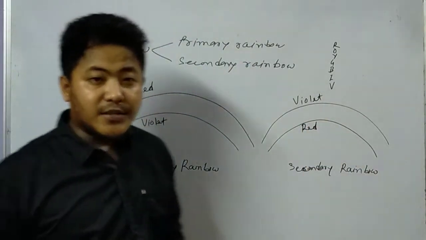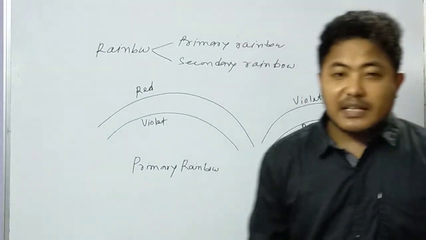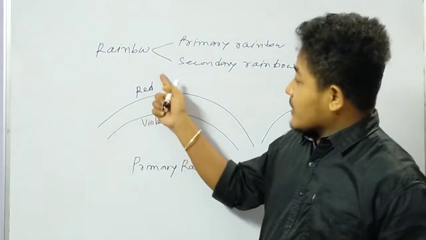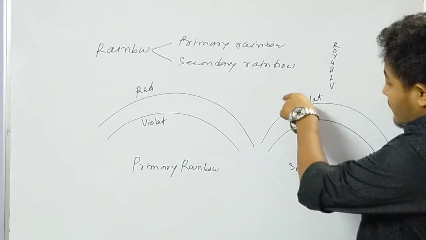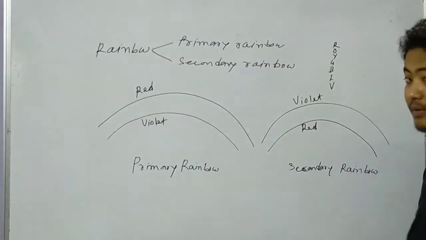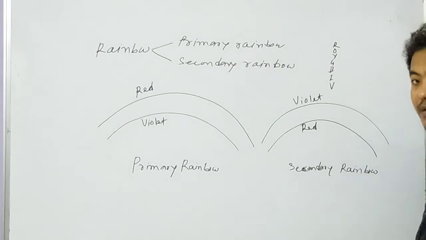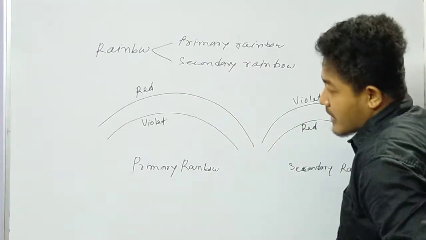The basic difference between the primary rainbow and secondary rainbow. In this case, the upper color is red, lower color is violet. And in case of secondary rainbow, the upper color will be violet and below color will be red. Is that clear? So why does it happen?